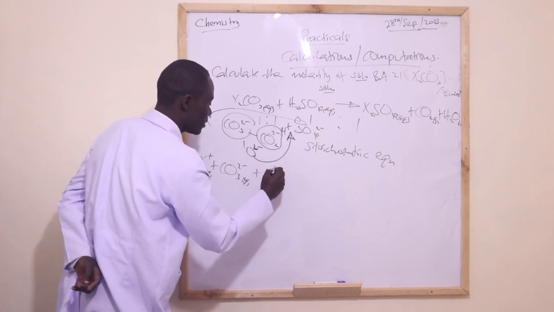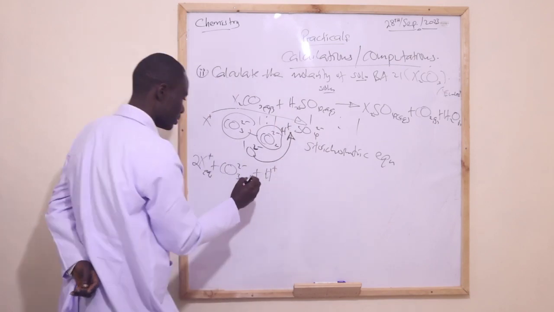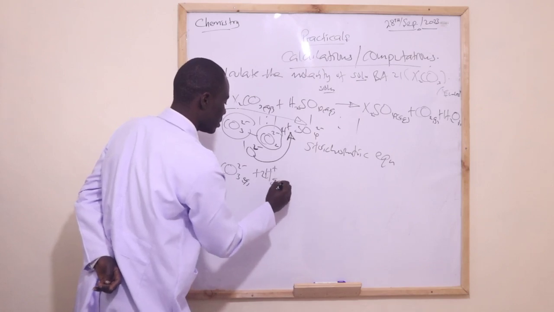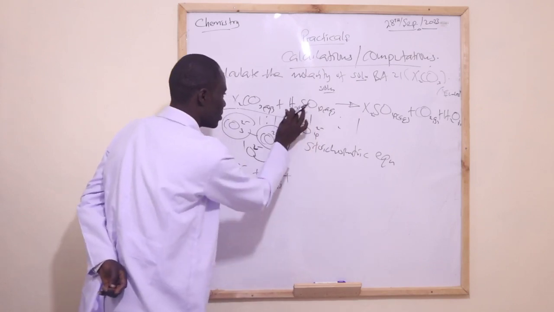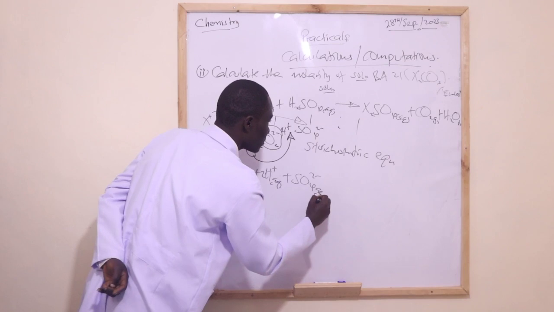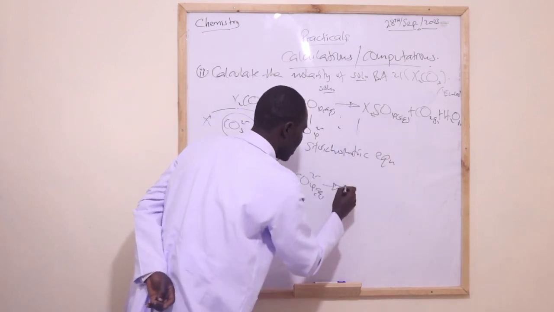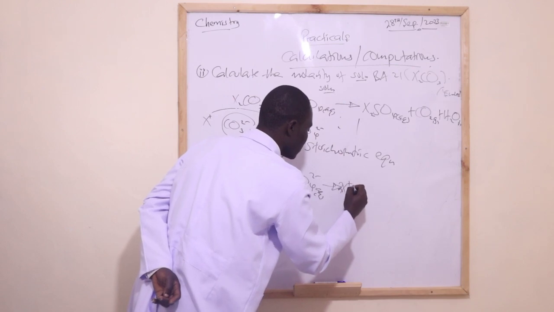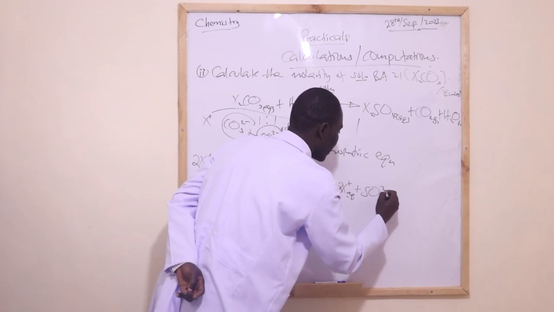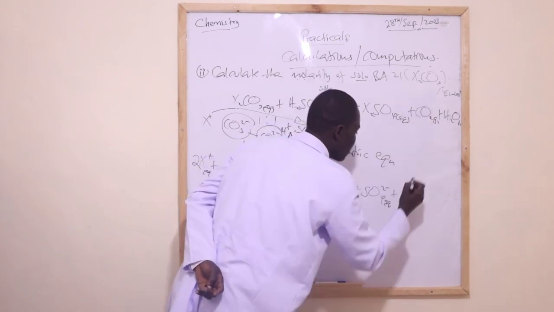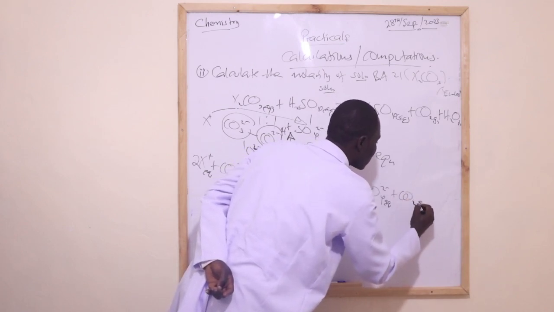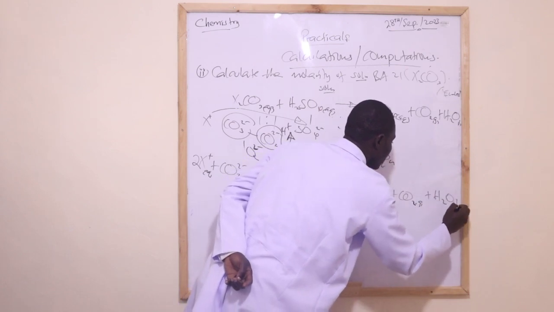plus hydrogen. This 2 is for this. Break this because it is in aqueous state. 2 molecules of X ion reacting with the sulfate ion. These remain unbroken.